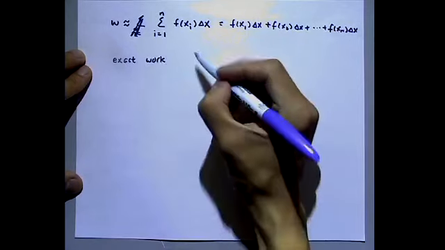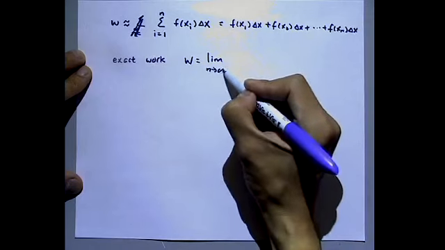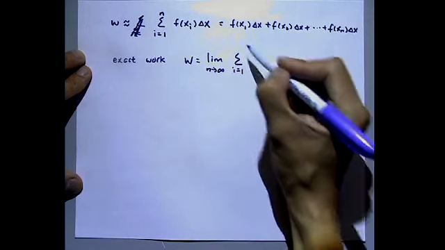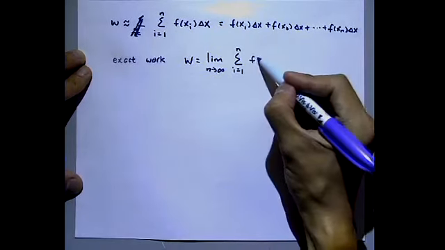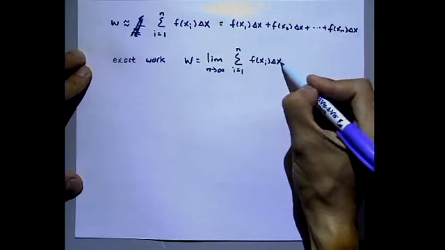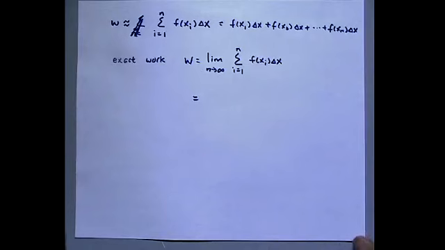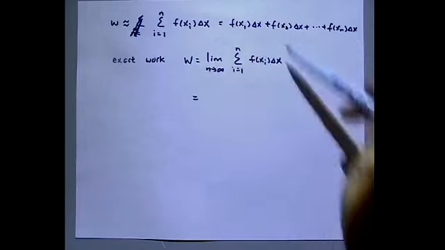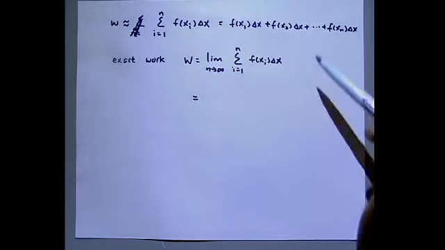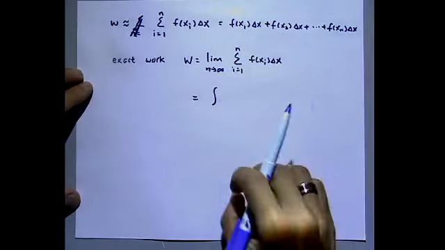We want the exact work, so we take the limit as n goes to infinity. We let this n go to infinity. So now we're adding up infinitely many terms, right? So what does that turn into? We've seen this before. An integration, right? This turns into an integration.